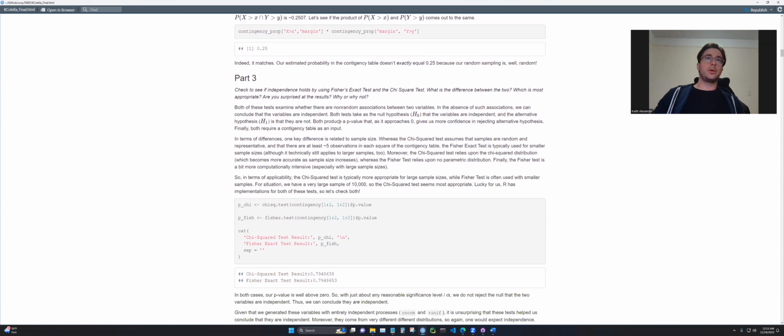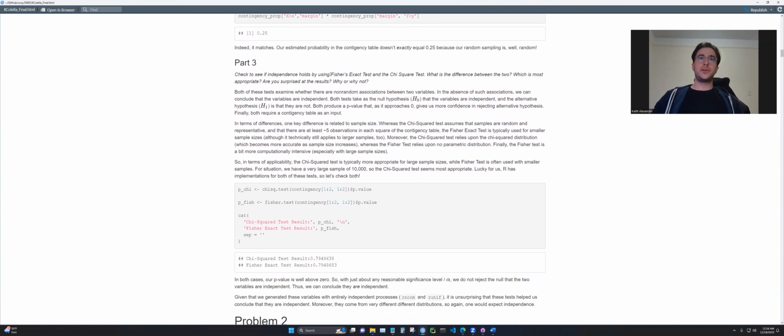All right, so to move on to part 3, we want to look at two tests to assess the independence of these two random variables. So the Fisher's exact test and the chi-square test, in terms of similarities, both of them are meant to examine non-random associations between two variables. Basically, is there some kind of dependence between them? In the absence of any kind of non-random association, we can conclude that they are actually independent. Both of these tests take as the null hypothesis that the variables are independent, and the alternative is that they are not. And they both take a contingency table as their input.